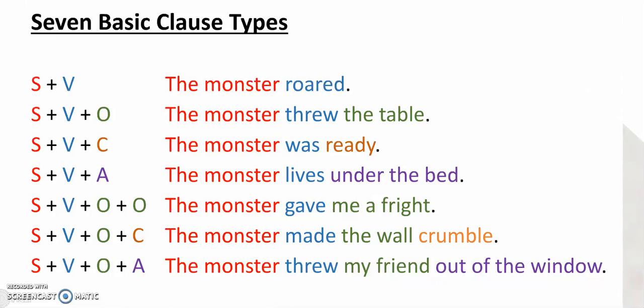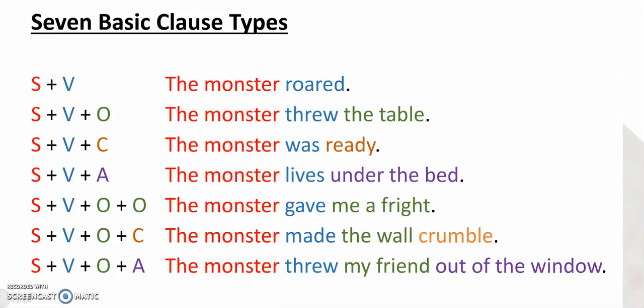Next, subject, verb, object, complement. The monster made the wall crumble. The monster, made being the verb, the wall, and this time the complement's slightly different to the complement above because it's complementing the object rather than the subject. It's saying that the wall is crumbling. It's not the monster that's crumbling, it is complementing the object.